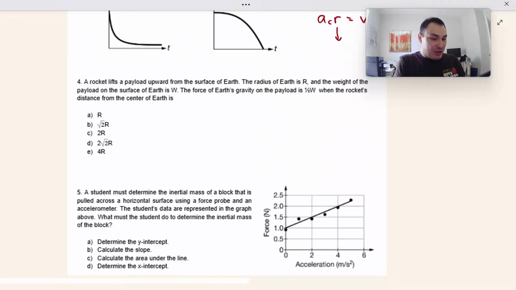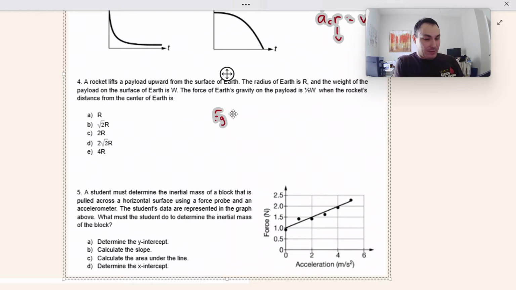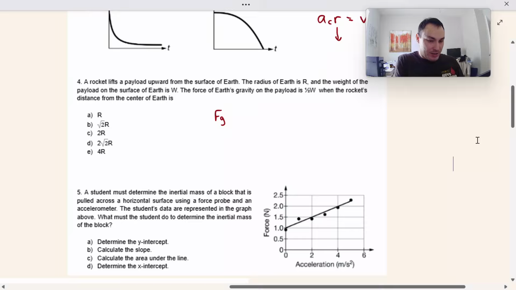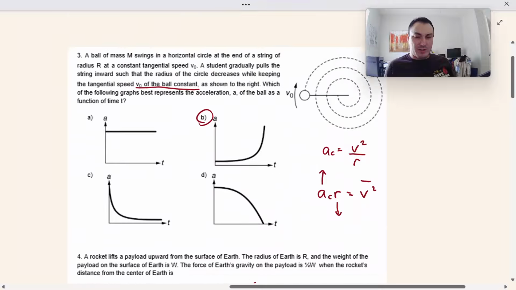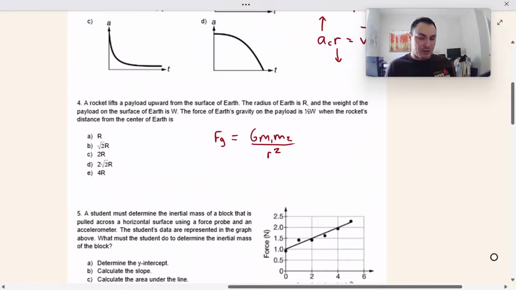So this is the big G equation, with all these radiuses and masses and weights and whatnot. Force of gravity is equal to G m1 m2 over r squared. So once again, this is another question where we're doing what we did in 3, looking at how things change in an equation. I'm going to put everything that changes on one side and everything that's constant on the other side.